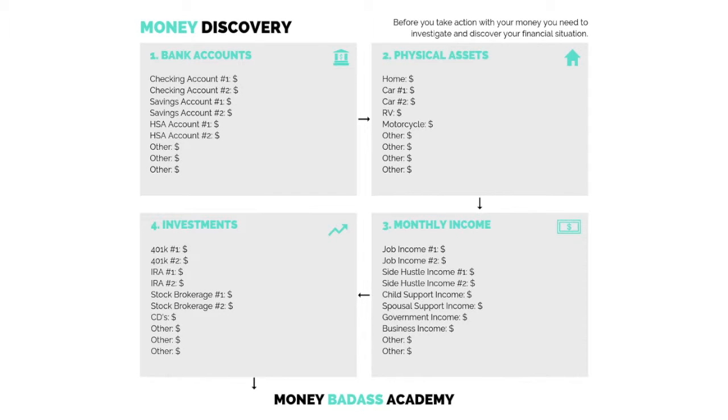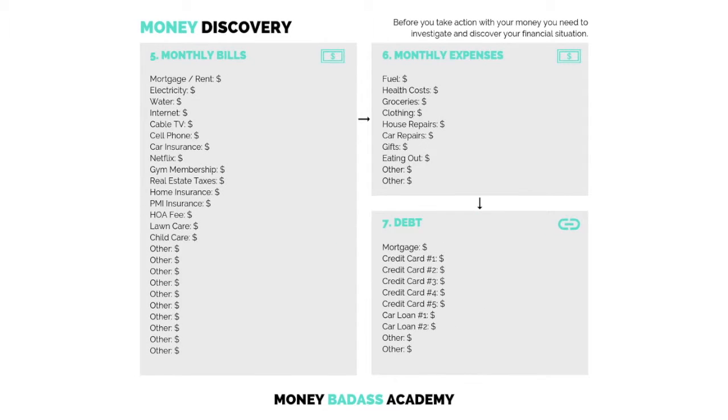Do you have a certificate of deposit or multiple certificates of deposit? Do you have any other bonds? Anything else you can think of? All your investments, you want to put the total value of those accounts here. And then once you're done with that, you can move on to the second section of the framework.